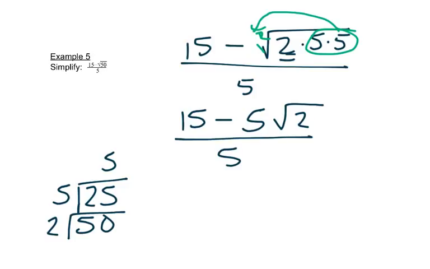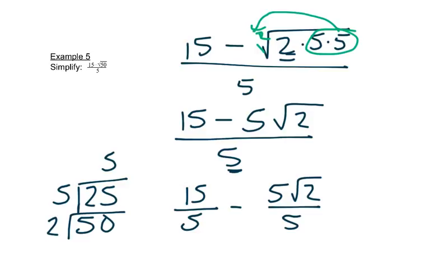And that's still all over 5. Now this 5 on the bottom means that everything has to be divided by 5. So it really means I'm doing 15 divided by 5 minus 5 square root of 2 divided by 5. And 15 divided by 5 is 3. And over here, this 5 is outside, this 5 is outside. They can cancel each other out. And it leaves me with just the square root of 2.